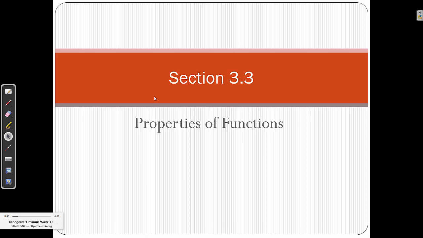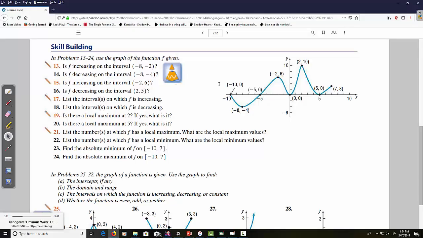Honestly, 3.2 and 3.3 I usually do on the same day in class because both of them don't have a lot of theory and they're primarily concerned with some new types of examples and looking at graphs. But there are a few bits of theory we'll actually look at in section 3.3. But first off, we're just going to look at another graph and do some more interpretation. Here we have a function f over here on the right.